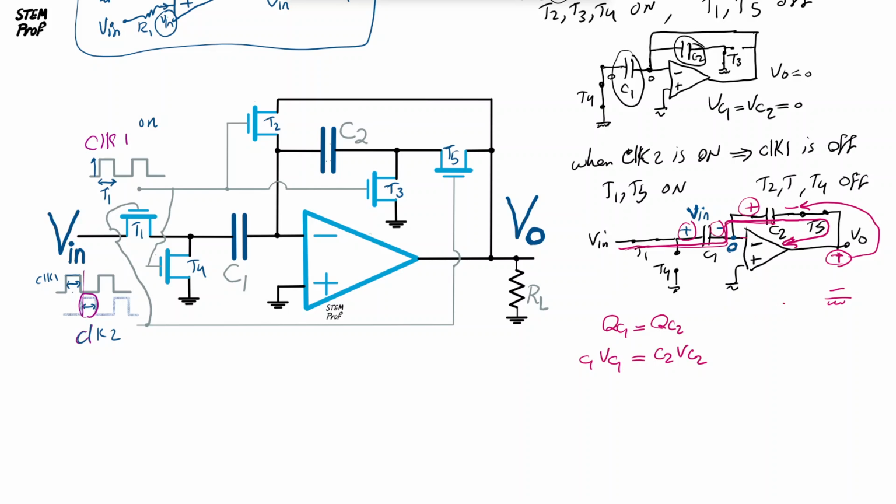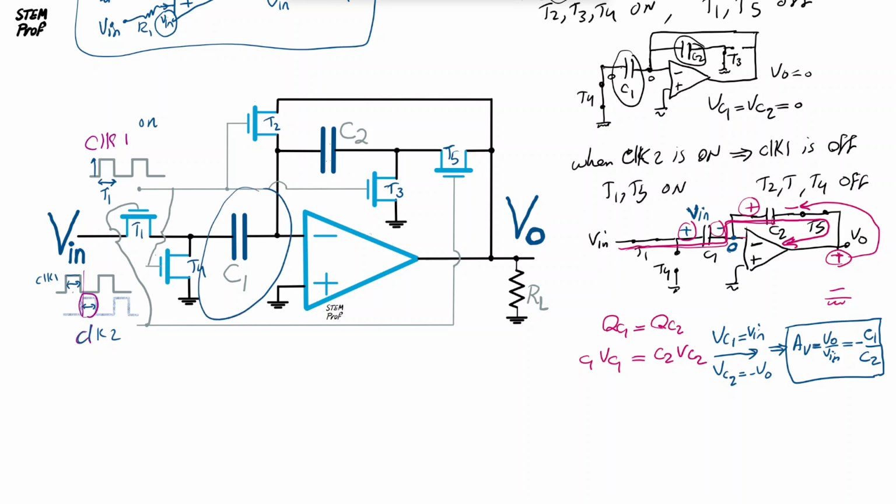So let me write it this way so that there is no confusion. Knowing that VC1 is V in and VC2 is just minus V out, we get effectively that the voltage gain of this circuit, which is V out over V in, is now minus C1 over C2. So same as before in terms of absolute value, C1 over C2.